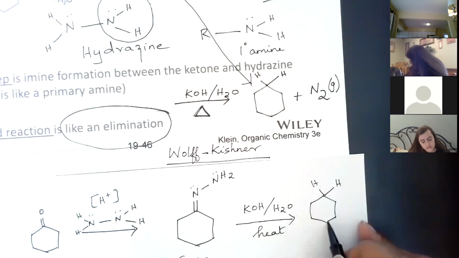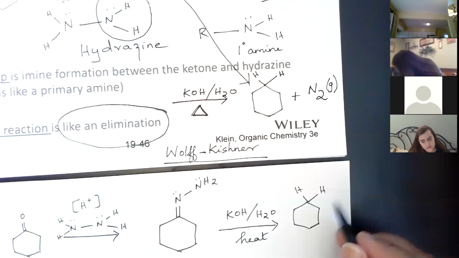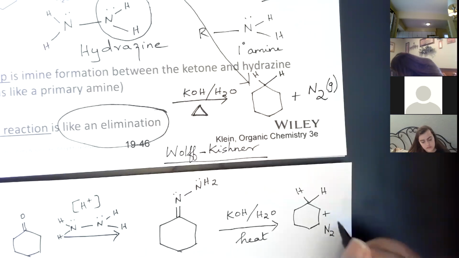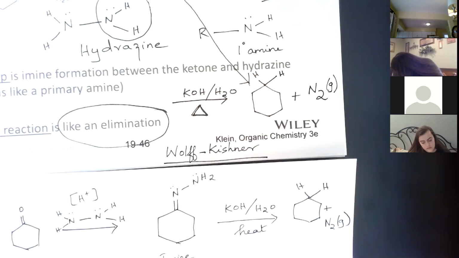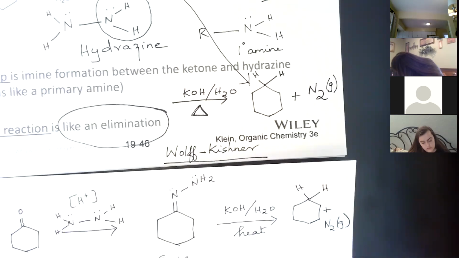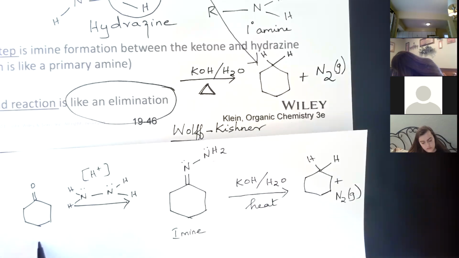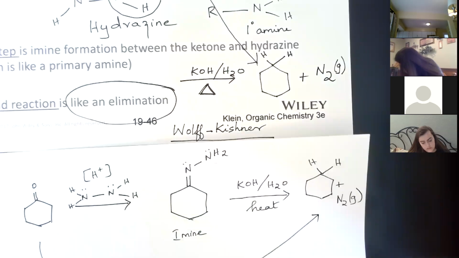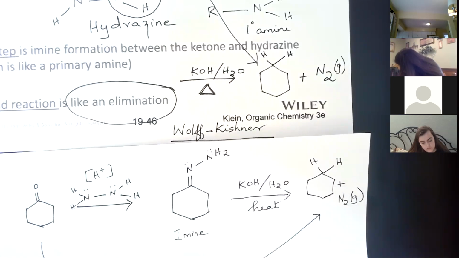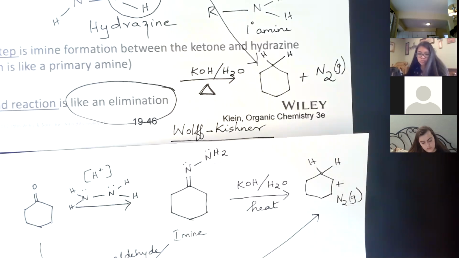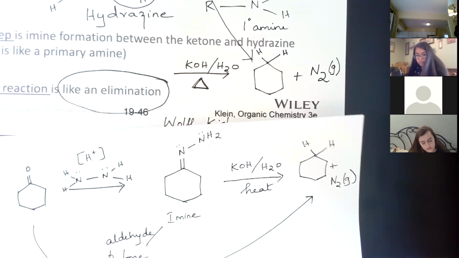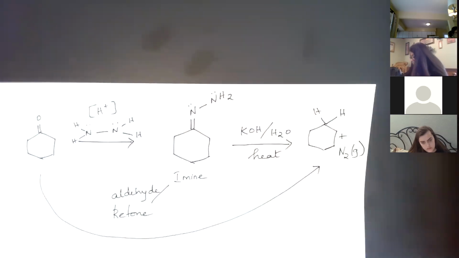Now, if you have a gas or a solid formed in the reaction, if it's a reaction in equilibrium, as the gas escapes, the reaction keeps moving to form more products. So look at it overall. You take a ketone or an aldehyde. You can add this to your other reduction reactions. You will get an alkane. Wolff-Kishner reduction.